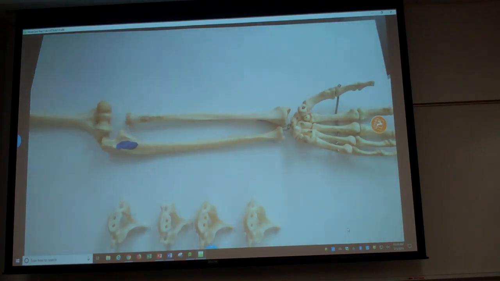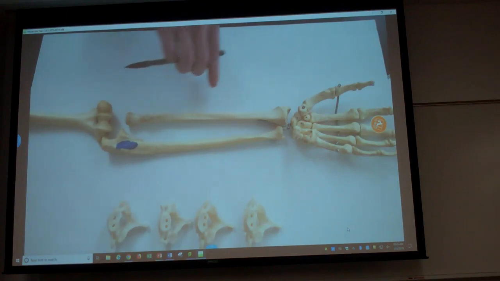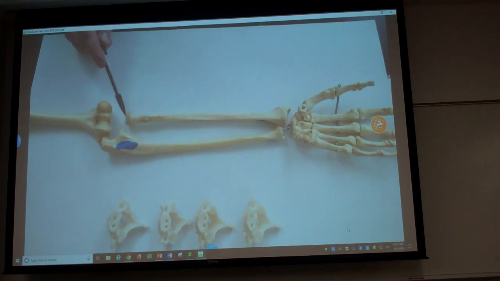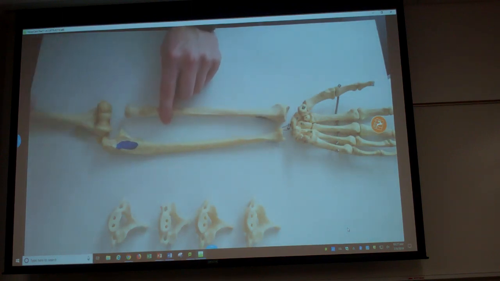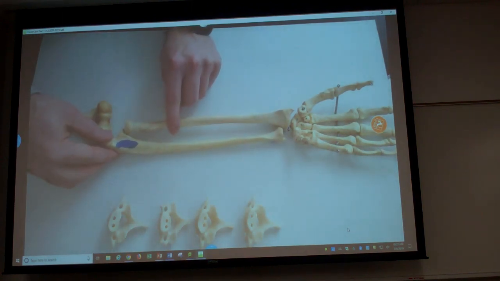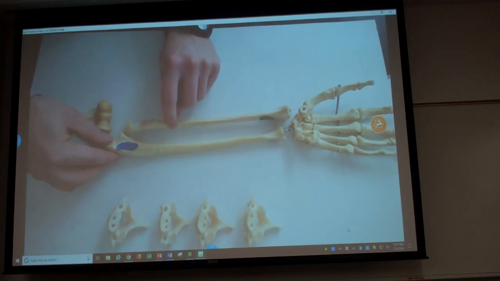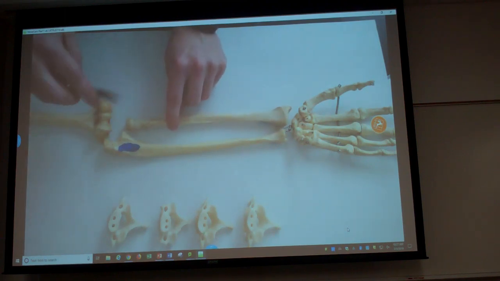Let's start with the radius. It's got the rounded top hat looking thing, and so we'll start here. This again is superior, so this is above, closer to the head. So this is the head of our radius. It's round. Essentially, when this comes in contact with the ulna, it pivots. Twists and turns.